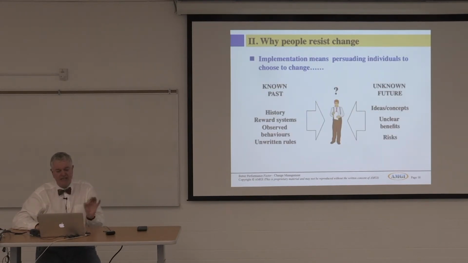Implementation means persuading individuals to choose to change. You can't tell them to change. So you've got to understand the known past. You have to know their reference point, their history, their rewards. You have to observe their behaviors. And you've got to know these unwritten rules: what really motivates this individual.